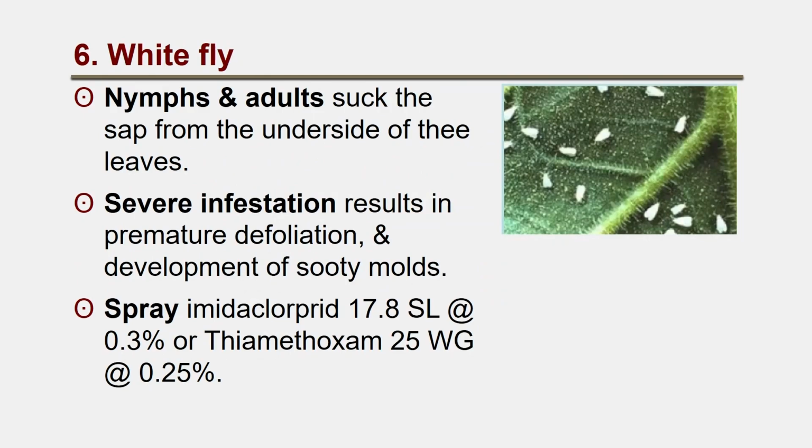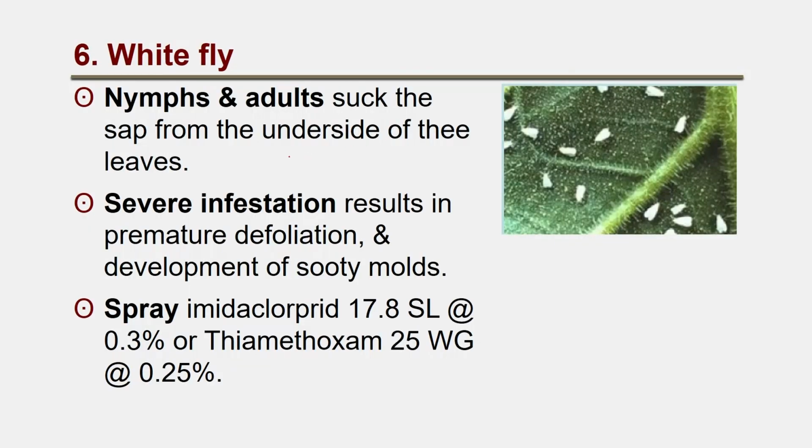Number 6 is white fly. Besides spreading some diseases, viral diseases to other plants, it also directly damages the crop, and nymph and adult suck the sap from the underside of these leaves. Severe infestation results in premature defoliation and development of sooty mold, because these insects release honeydew which attracts certain fungus, which gives black color.